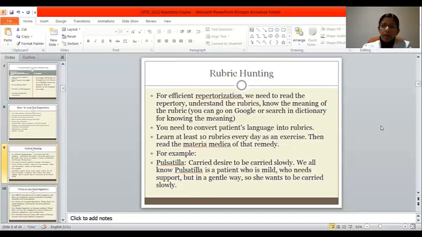Then read the materia medica of that remedy. So for example, we are learning pulsatilla. What rubrics come under pulsatilla? Pulsatilla has majorly the rubric carried, desire to be carried slowly. We all know pulsatilla is a patient who is mild, who needs support, but in a gentle way. So she wants to be carried, but she wants to be carried slowly. So now we know why this rubric is coming in that remedy.